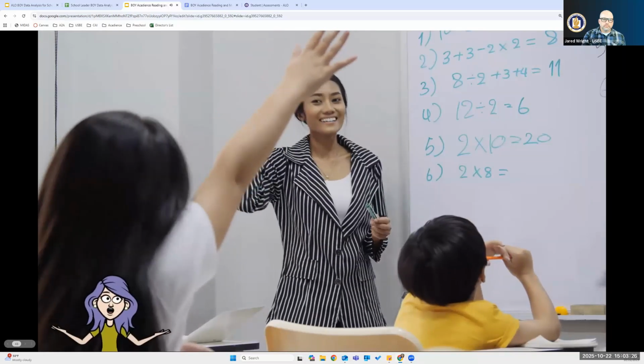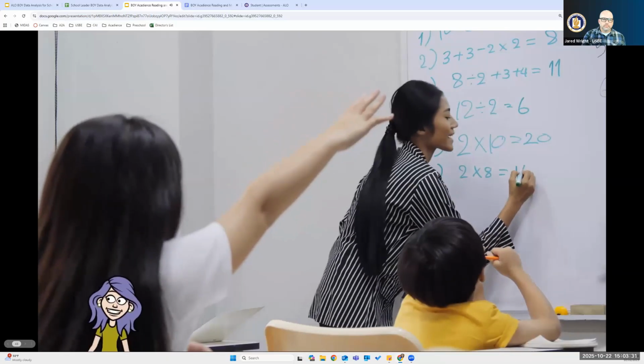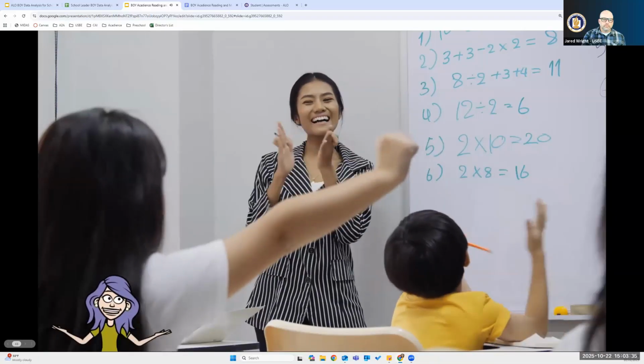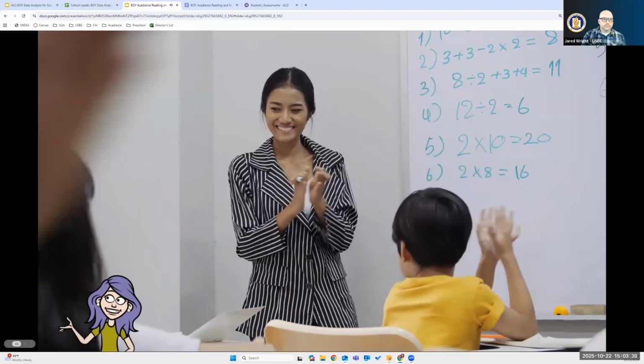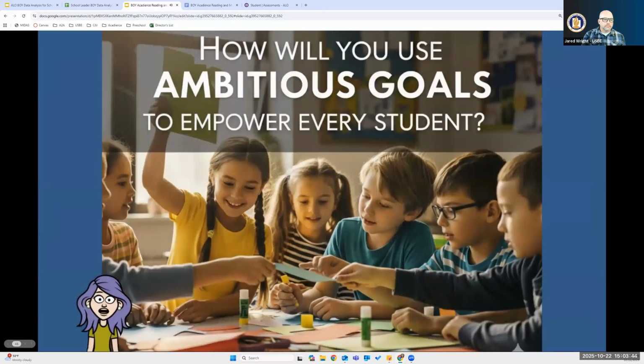Ultimately, setting these goals is not about a system dictating outcomes. It's about empowering you, the educator, to use your professional judgment. You're using this incredible data to guide your instruction and really make a lasting difference for every student. Here's one last question to reflect on. How will you use these ambitious, data-driven goals to shape your instruction and empower each of your students to achieve their full potential?